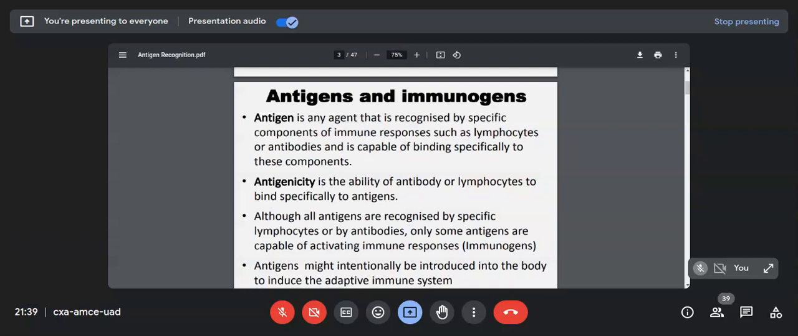So now I'm mandated to also talk about immunogens. What is an immunogen?